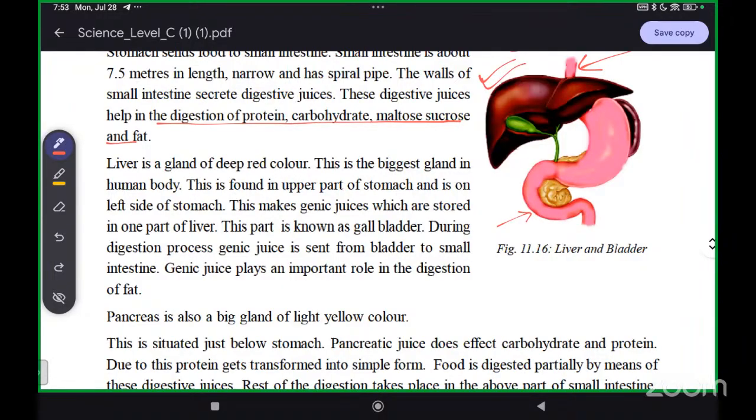The liver makes bile juice, which is stored in one part of the liver known as the gallbladder. The juice made by the liver is stored in the green colored thing, the gallbladder. During the digestion process, bile juice is sent from the gallbladder to the small intestine. Bile juice plays an important role in the digestion of fat.